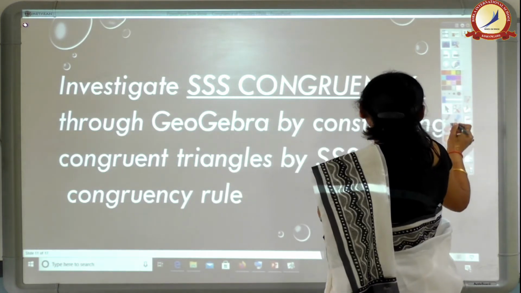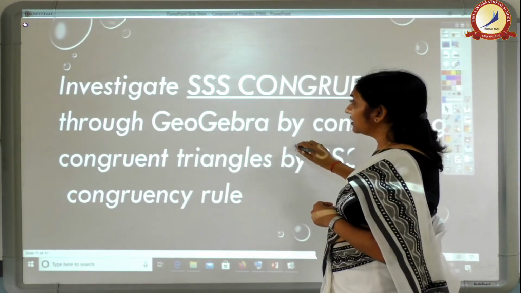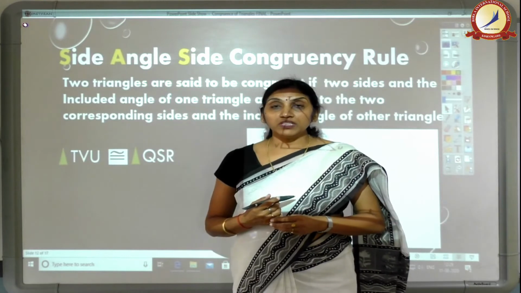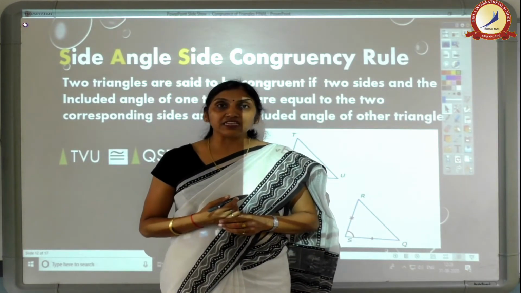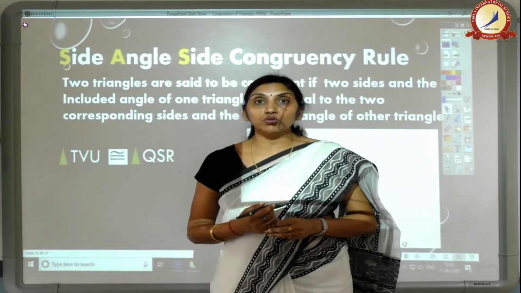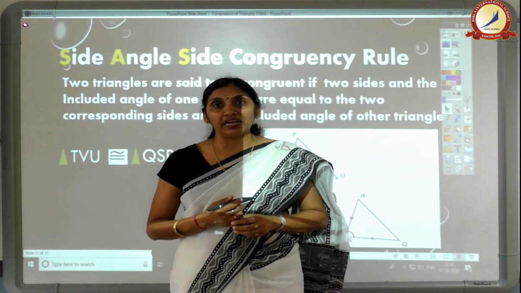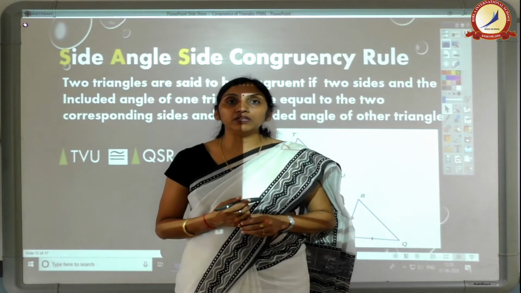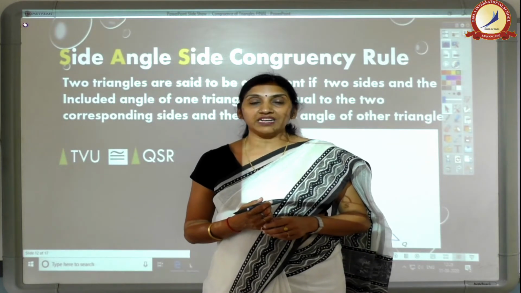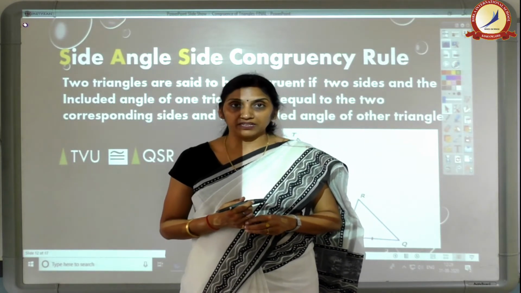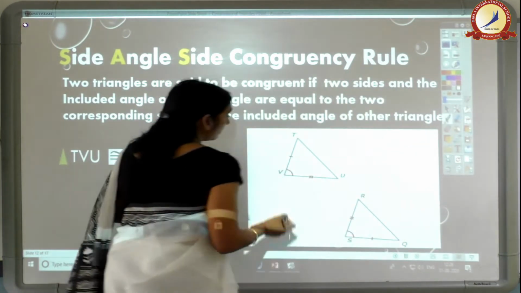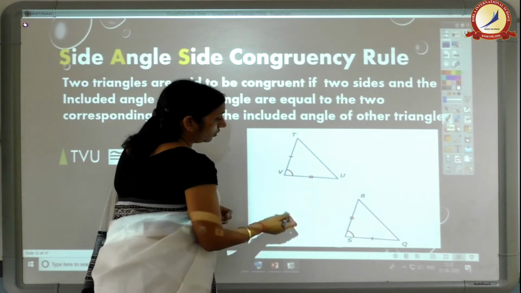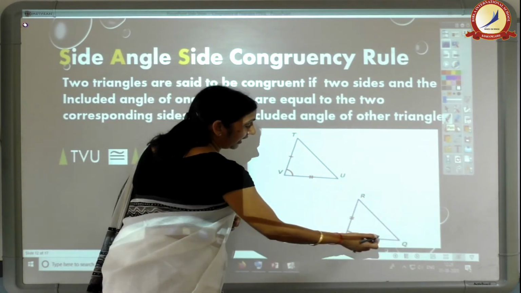Now, let us move to the next congruency rule, that is the side angle side congruency rule. Two triangles are said to be congruent if two sides and the included angle of one triangle are equal to the corresponding two sides and the included angle of the other triangle. So, if you see the figure, triangle TVU is congruent to triangle RSQ.